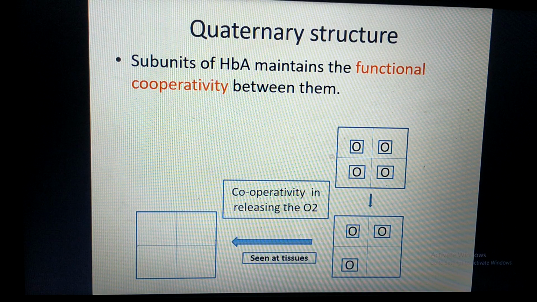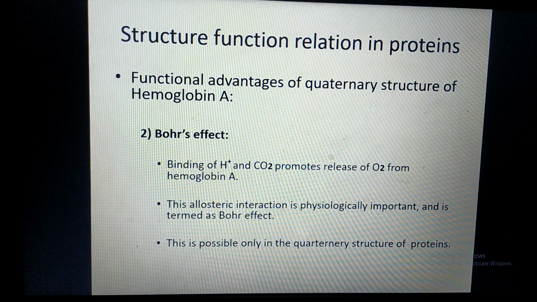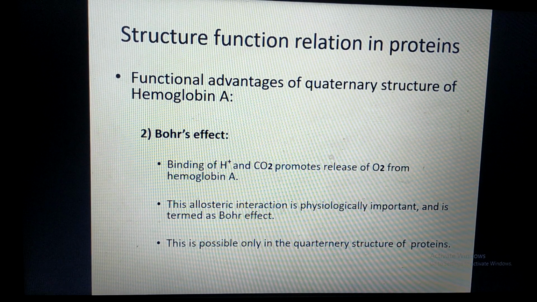So this cooperativity effect helps in the easy binding of oxygen with hemoglobin in the lungs and easy release of oxygen to the tissues. Next functional advantage of quaternary structure of hemoglobin A is the Bohr effect. Binding of H plus ion and carbon dioxide promotes release of oxygen from hemoglobin A.